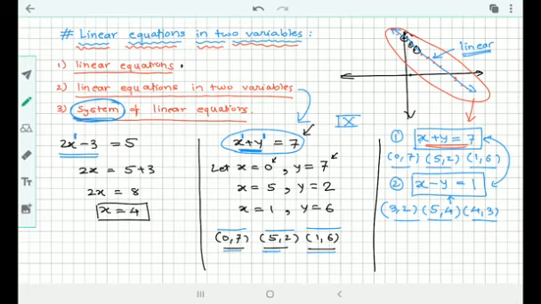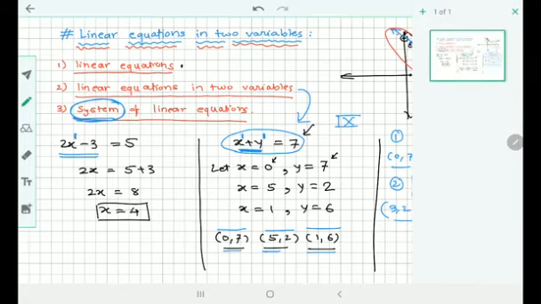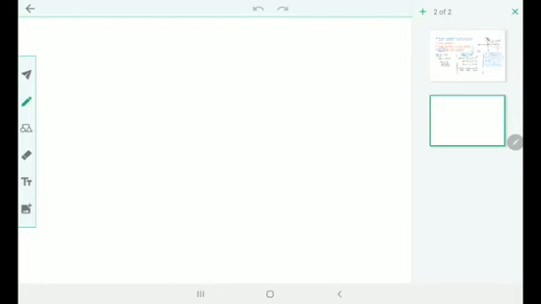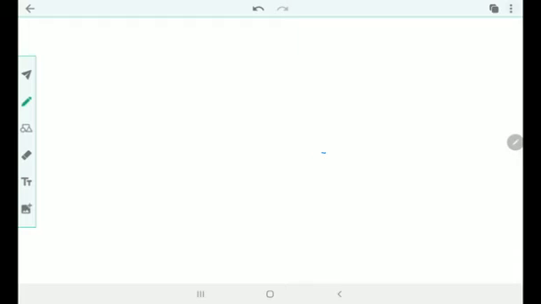So now what I would do, I will try to draw a graph of equation number 1 and equation number 2. Please remember equation number 1 and 2 because I am going to change the page now. Let me check how I can change the page. Okay, here it is. We'll start.